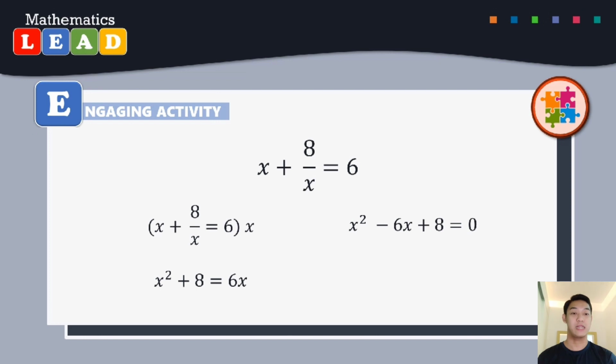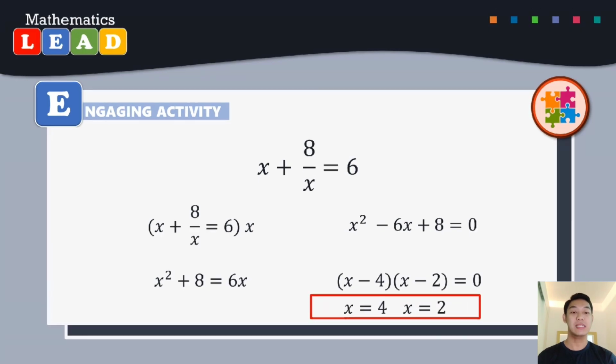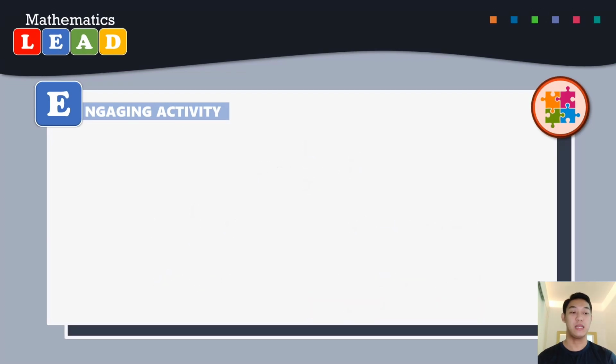Now, we can factor it. What two numbers multiply to 8 but add up to negative 6? This is negative 4 and negative 2. So, it's x minus 4 times x minus 2. And so, we can clearly see that x is equal to positive 4 and positive 2. And so, that is the answer. Let us try another engaging activity. We have 5 over 8 minus 3 over 5, and let us set that equal to x over 10.